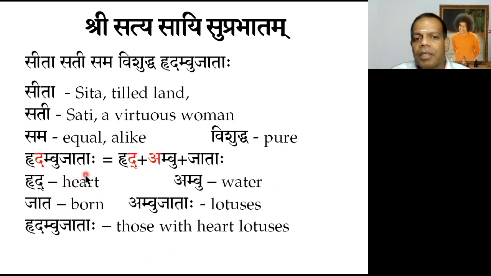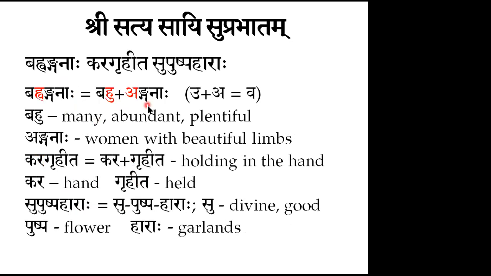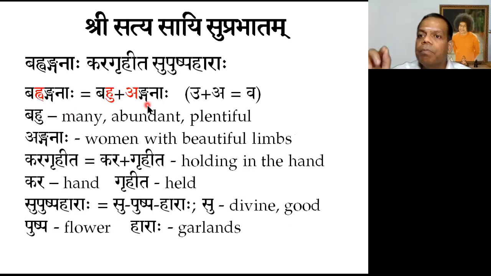So Hrid Ambujata means the love should be born in our hearts. That is also a meaning you can take. Okay, so I thought I will explain Bahvangana. The anga also means every limb. Every limb is also made beautiful. Angana: there is no limb in the body which is not beautiful. So Bahu Angana means many women is one meaning. You can also say all the parts in our body are pure, are beautiful, are worthy of offering to the Lord.